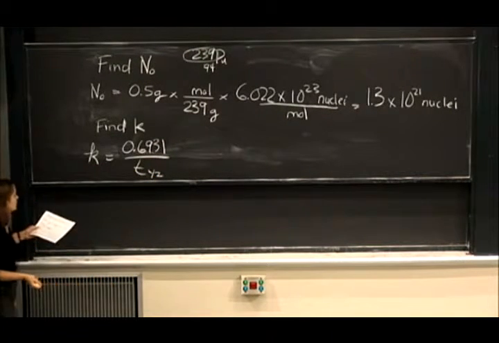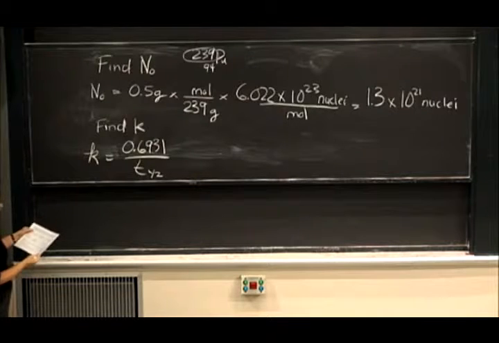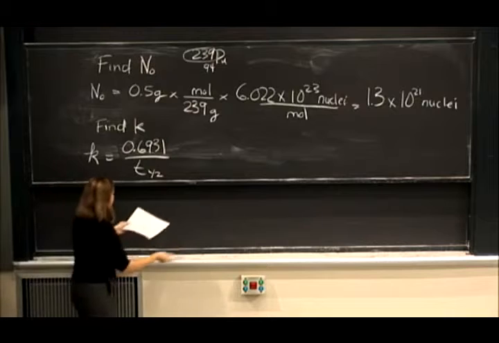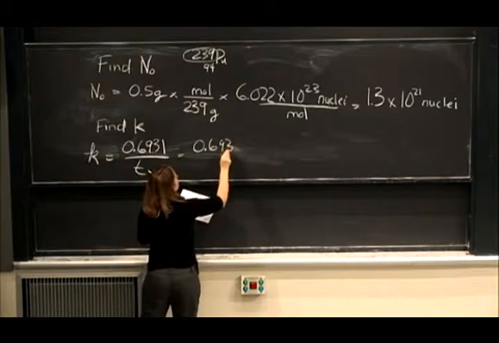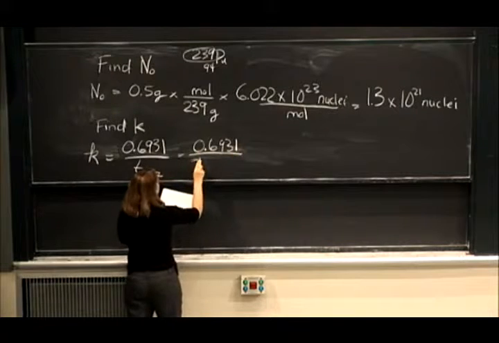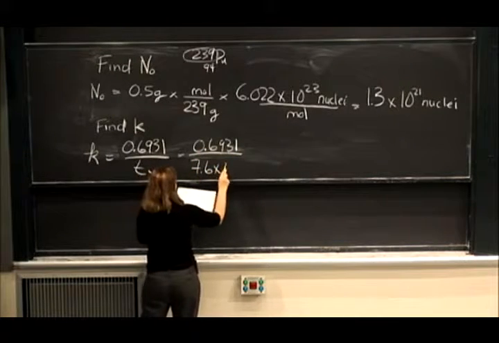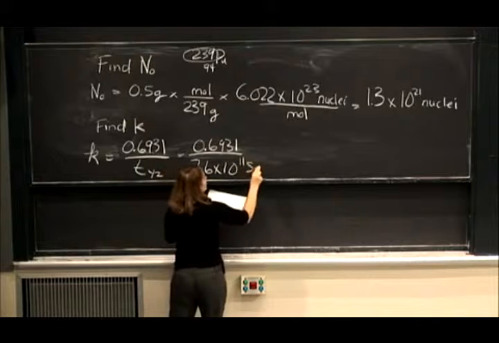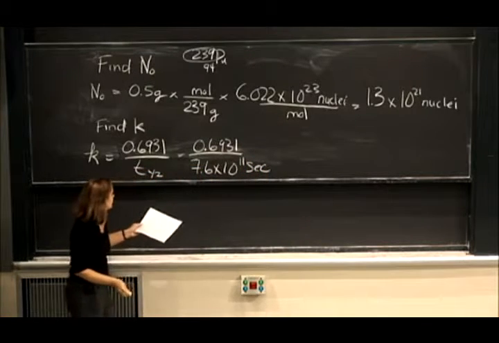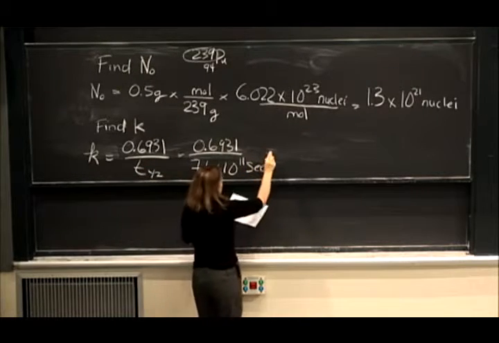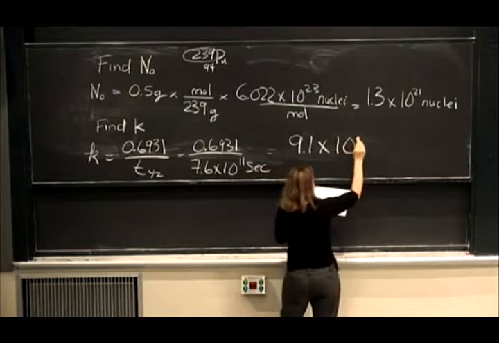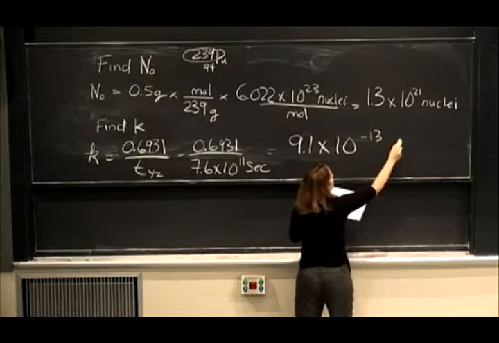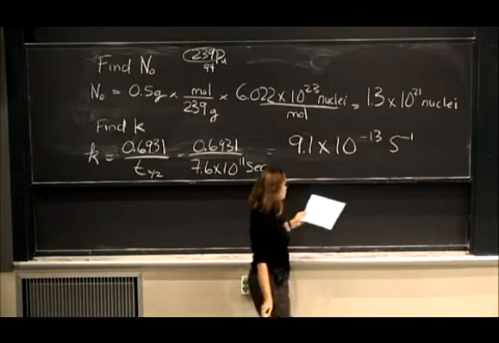And in this problem, we were given the half-life. And often you'll be given the half-life, or you can look it up. And so we can put that in. So we have 0.6931 over 7.6 times 10 to the 11th seconds. And we can calculate our constant, which is 9.1 times 10 to the minus 13 per second.